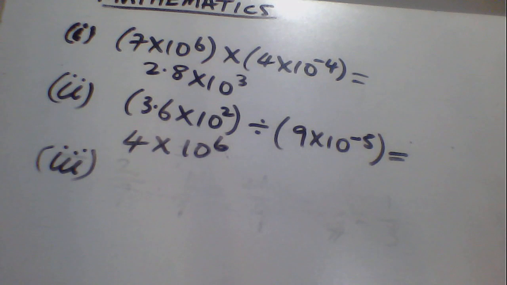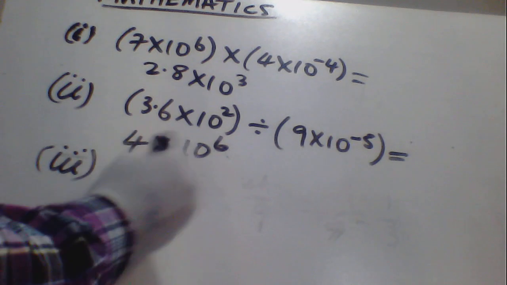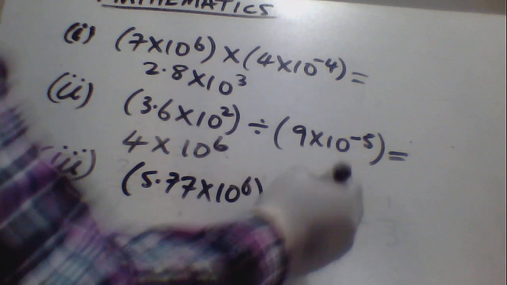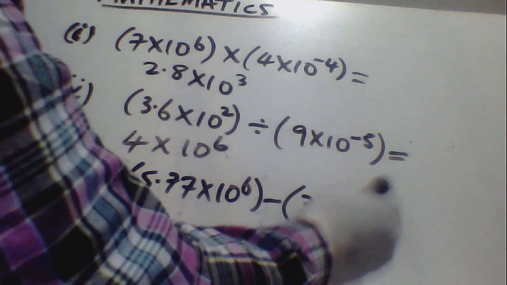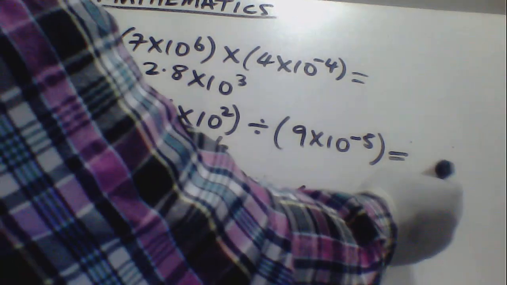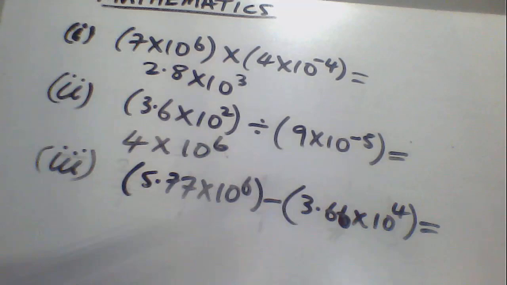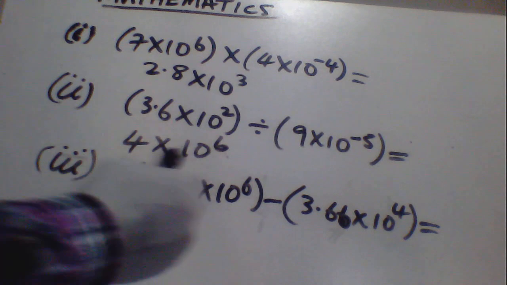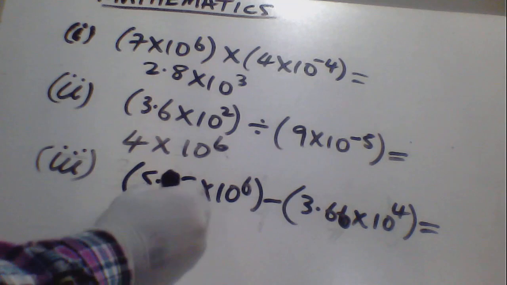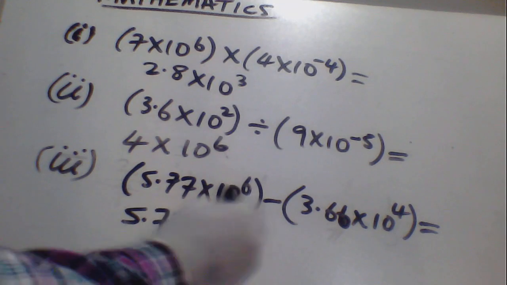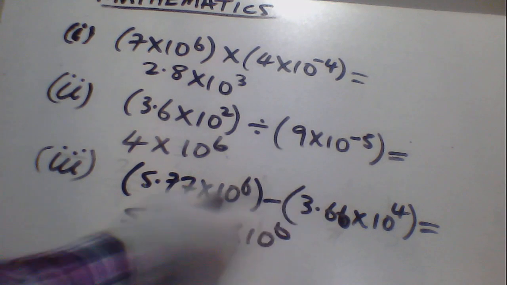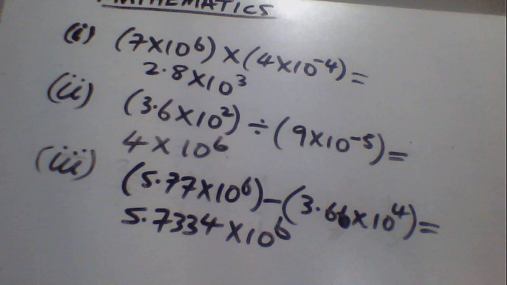The third one, the question here, we have 5.77 times 10 raised to power 6 minus 3.66 times 10 raised to power 4. The answer to this question gives us 5.7334 times 10 raised to power 6. That is the answer.